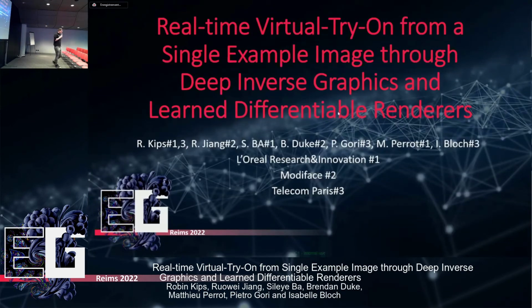Good. So then that's the second slash third paper of the session, real-time virtual try-on from a single example image through deep inverse graphics and learned differential renderers. Long title, but I think the idea from reading it got quite clear. I'm not sure who's presenting today, but I'm very happy that you made it. Okay, so 20 minutes for you for the second slash third paper.